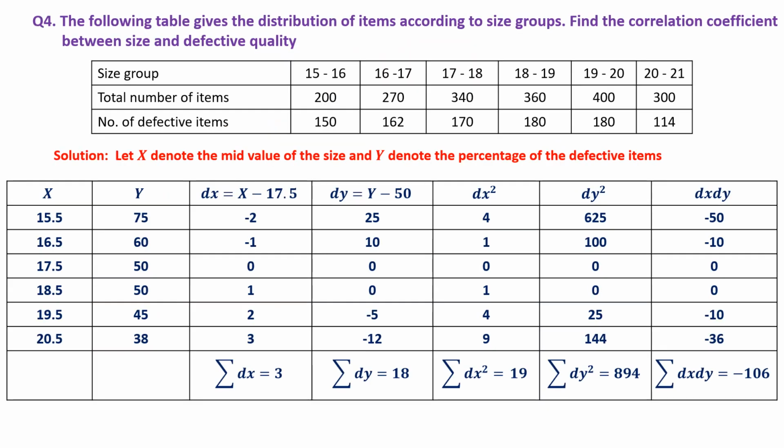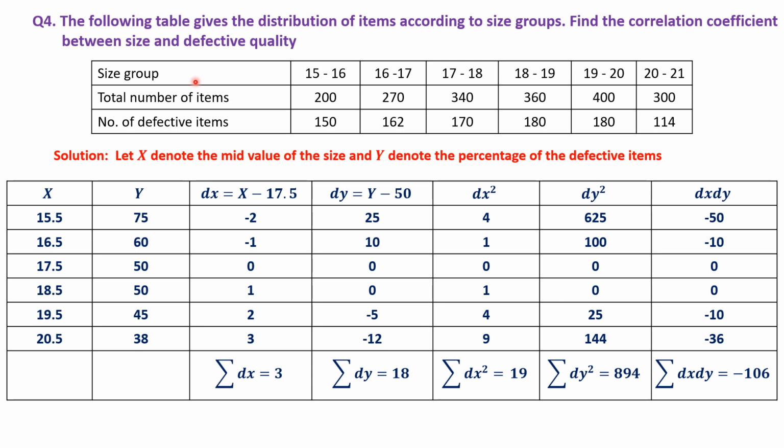Let's read question number 4. The following table gives the distribution of items according to size groups. Find the correlation coefficient between the size and the defective quality. So let's look at the table given to us.